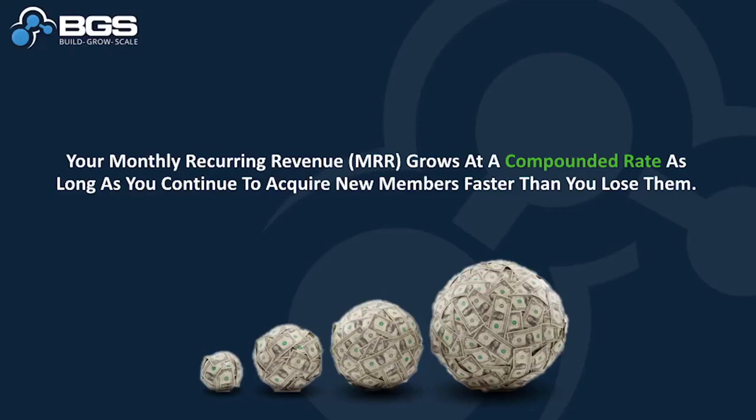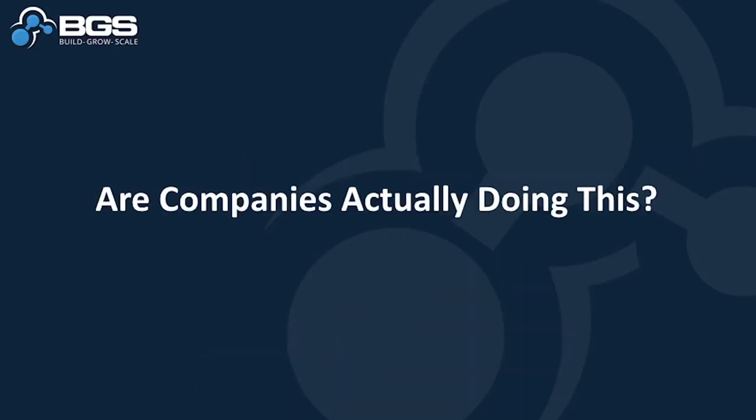Your monthly recurring revenue, or MRR, will grow at a compounded rate as long as you continue to acquire new customers as fast as or faster than you lose them. You will lose customers. Not everybody stays a member forever. It just doesn't happen. But you can do a lot of things to get them to stay longer. The ideal thing, though, is you're still putting in more people than you're losing. So it continues to grow. It's like a snowball.